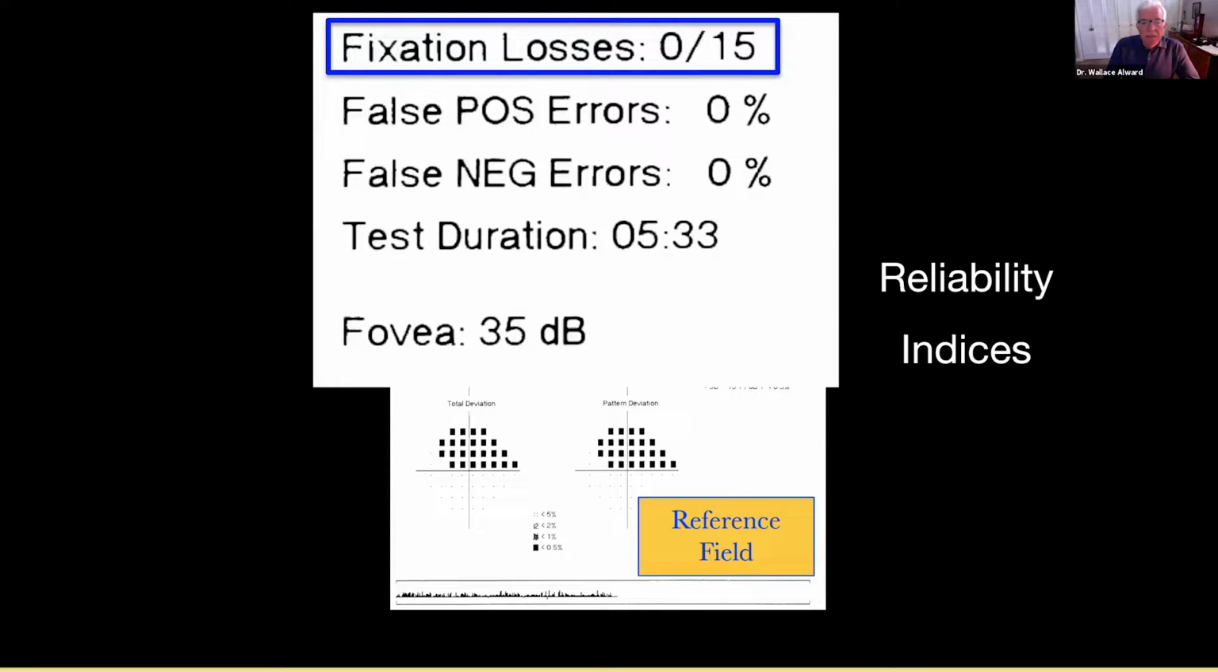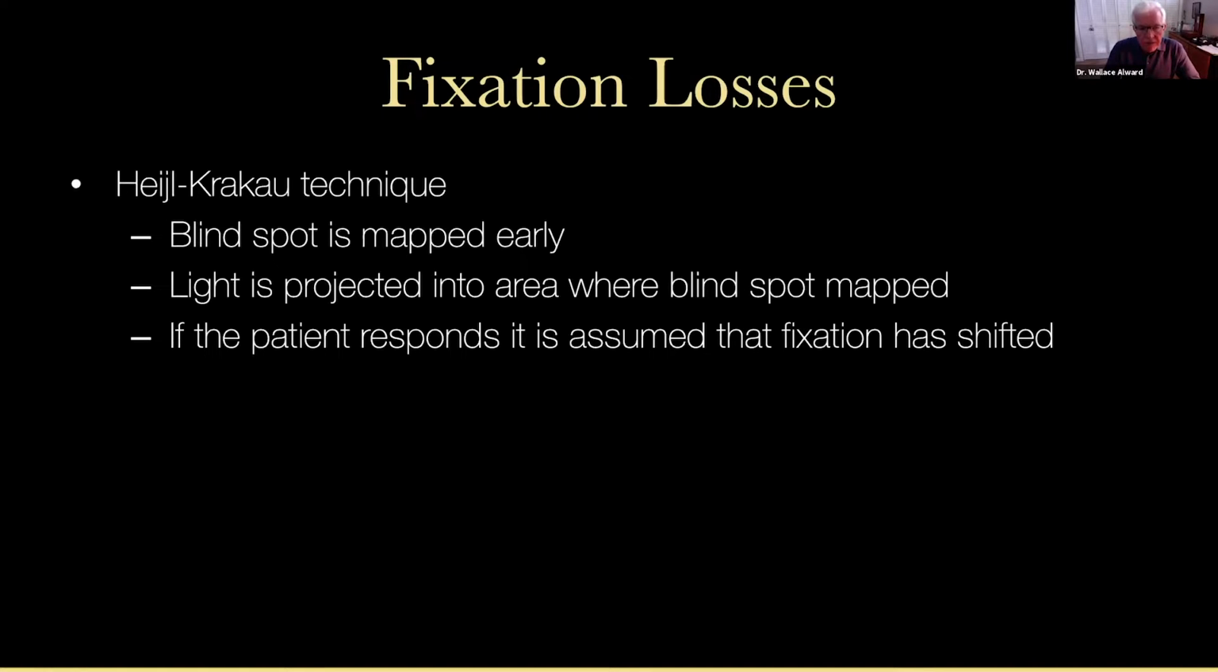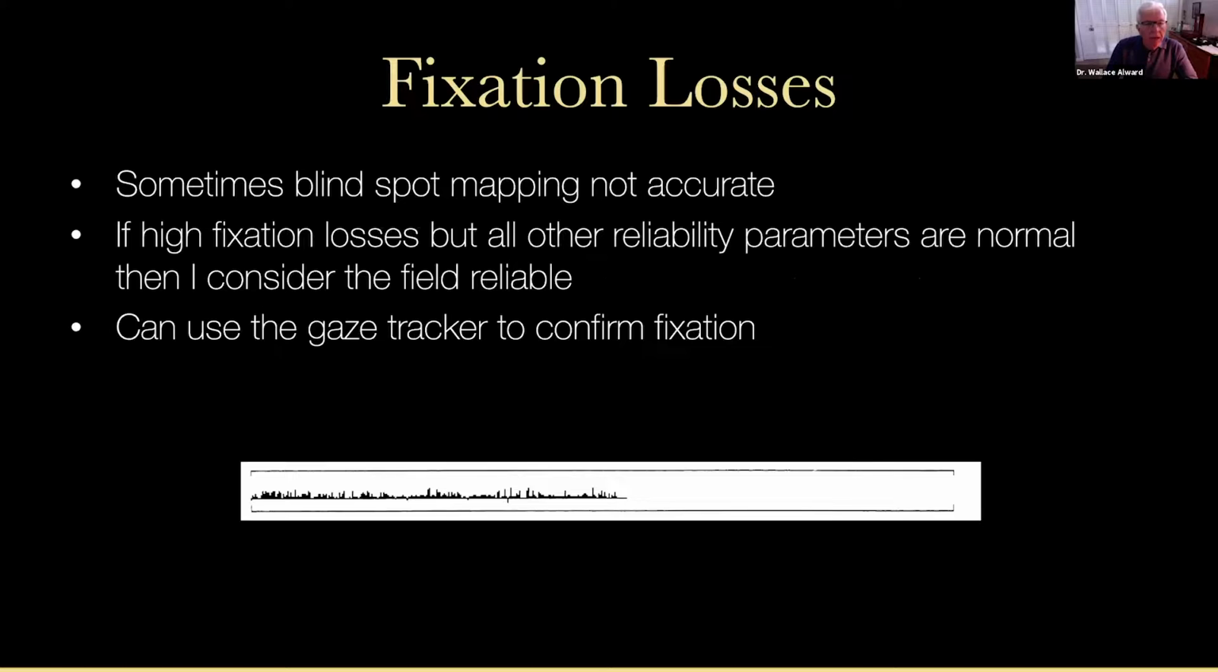So fixation losses, this patient has no fixation losses, but remember how this is calculated. They use a technique, the Heijl-Krakau technique. I don't think you need to remember that name specifically, but what the perimeter does is map the blind spot early in the test, and then periodically come back and project a spot into the blind spot. And if the patient responds, the perimeter assumes that the patient has lost fixation, the blind spot has moved. But sometimes mapping of the blind spot is not accurate.